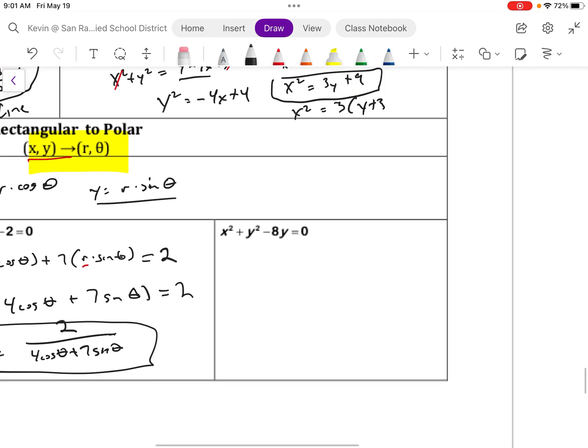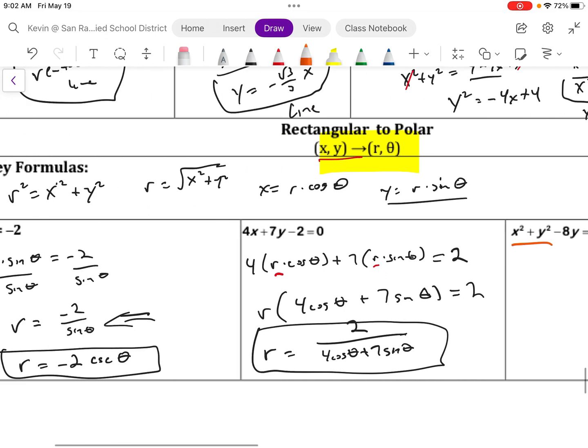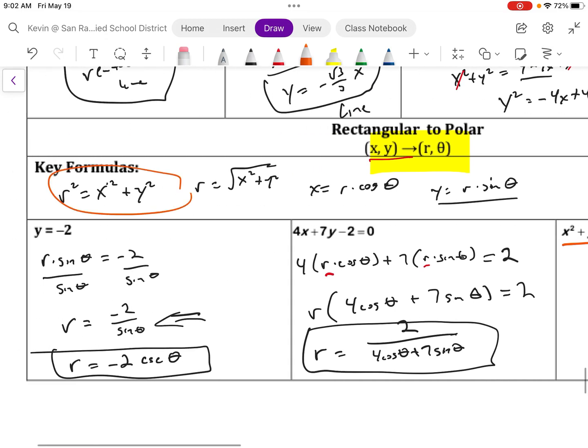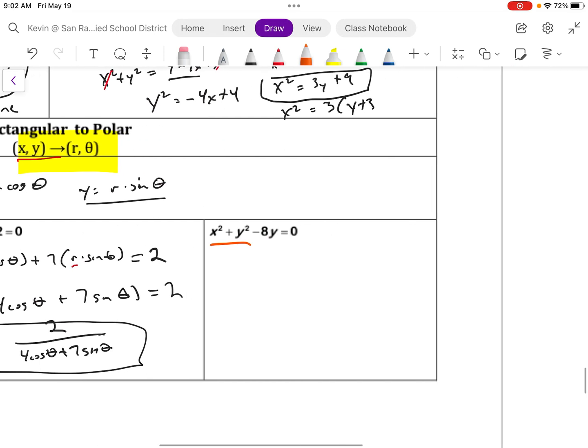Okay, last one here. We know, look at this, x squared plus y squared equals r squared. So let's come over here and make this r squared minus 8 times r sine theta equals 0. So r squared equals 8r sine theta. I'm going to divide both sides by r, and that leaves me r equals 8 sine theta.